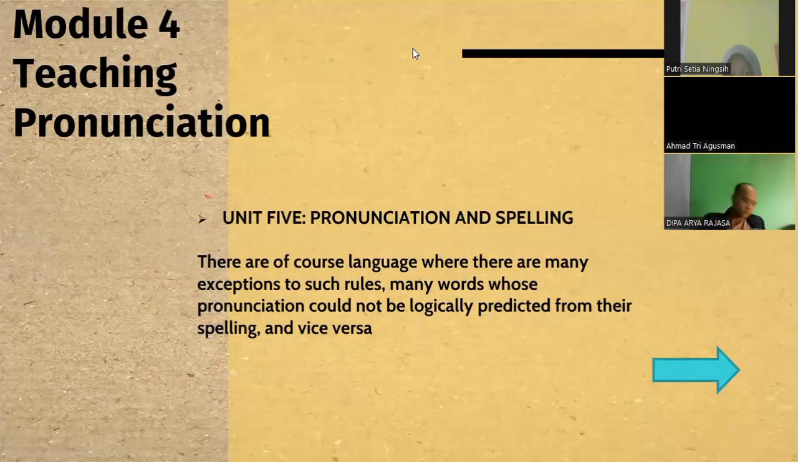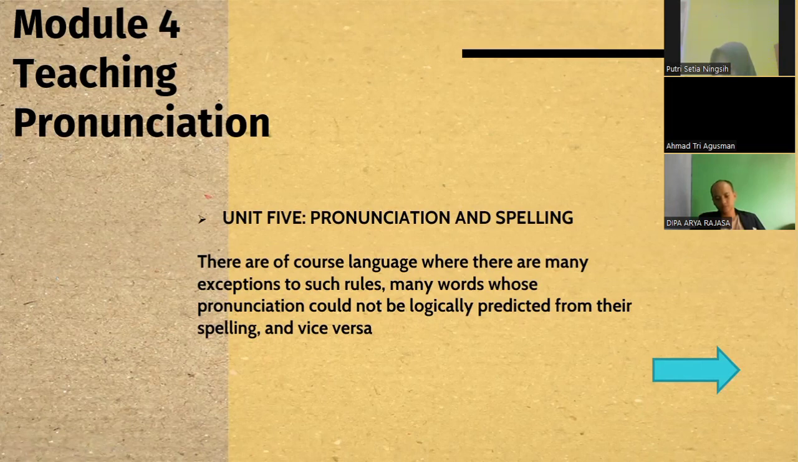To Unit 5, pronunciation and spelling. There are of course languages where there are many exceptions to such rules, many words whose pronunciation could not be logically predicted from their spelling and vice versa.